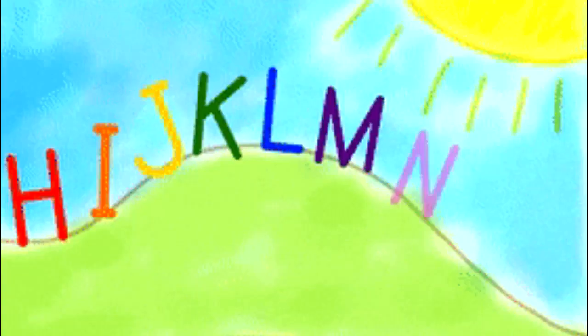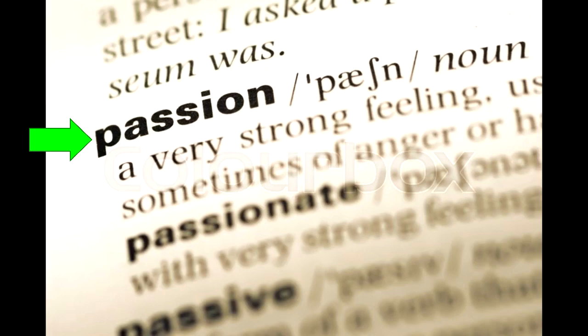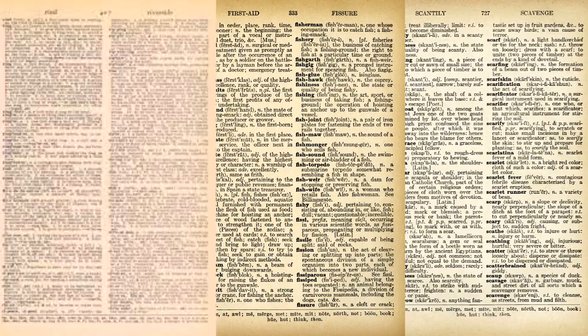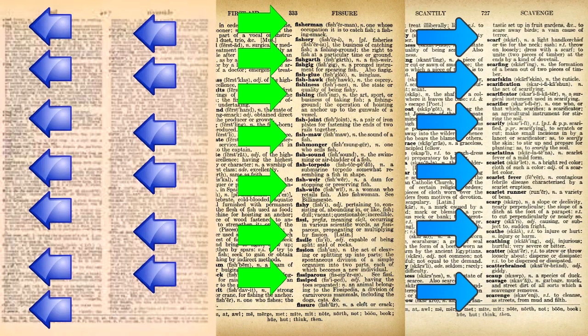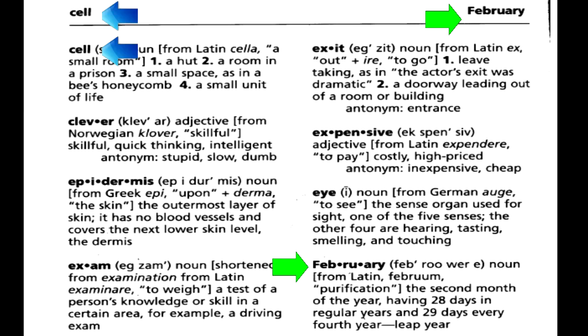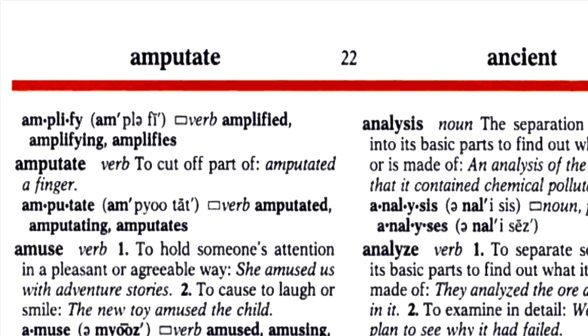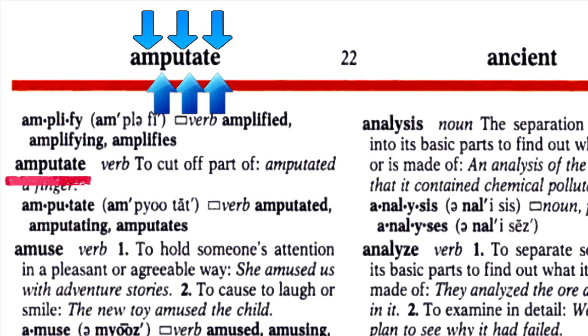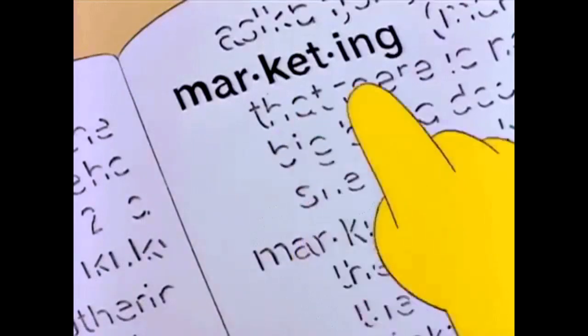Dictionaries are organized alphabetically, so start with the first letter of the word that you are trying to find. There will be lots of entries for each letter of the alphabet, so use the guide word at the top of the page to help you. The guide word tells you what's the first or last word on that page that the dictionary has. You will need to look at the second letter of the word, and then the third, and so on, in order to find it.